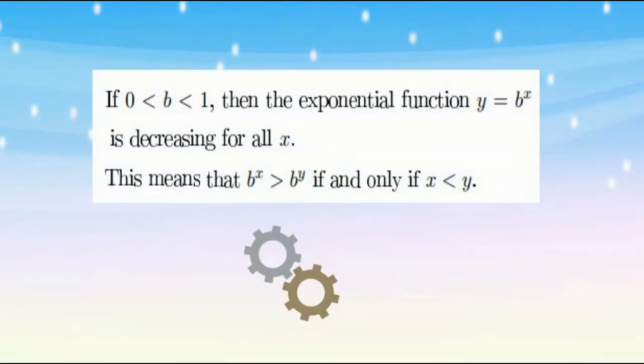If 0 is less than b is less than 1, then the exponential function y is equal to b to the power of x is decreasing for all x. This means that b to the power of x is greater than b to the power of y if and only if x is less than y.